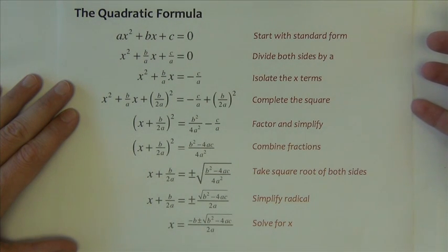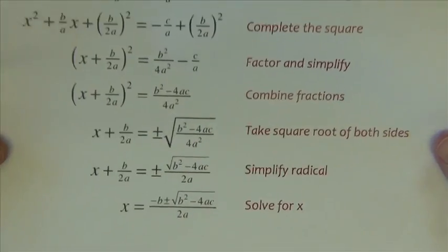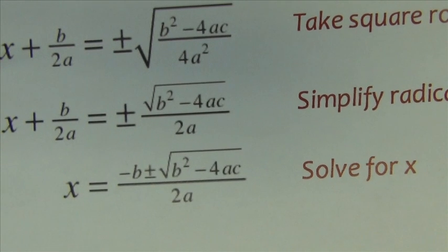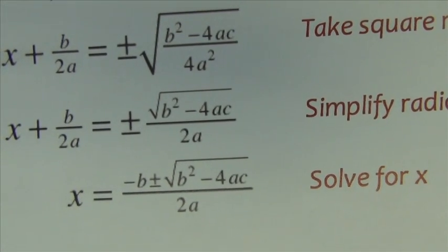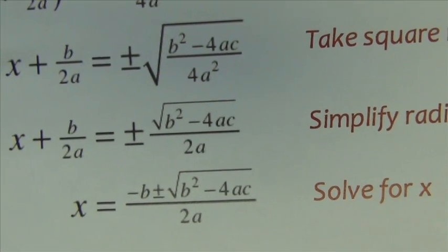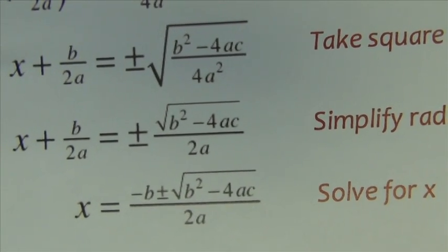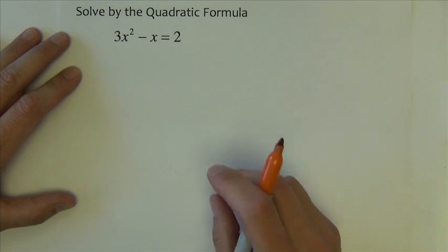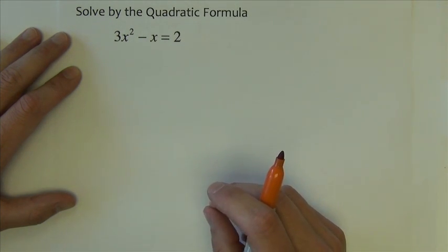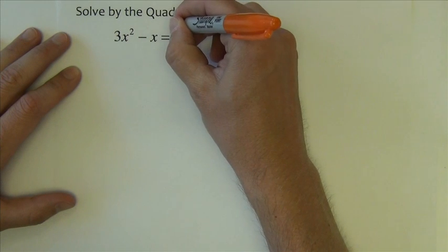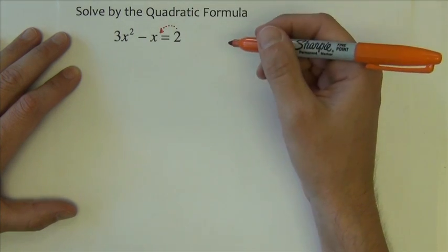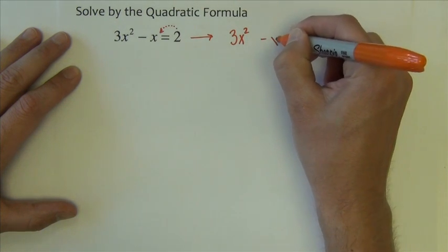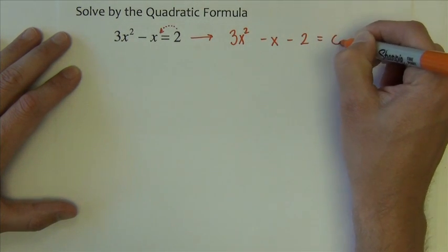Let me lift this up so you can see it a little bit better. There's the quadratic formula right there at the bottom. Negative b plus or minus the square root of b squared minus 4ac, all divided by 2a. Let's use that in the next example. When using the quadratic formula, the first thing you have to make sure of is that all terms are on the same side of the equal sign. This 2 needs to come over to the left-hand side, so the equation becomes 3x squared minus x minus 2 equals 0.